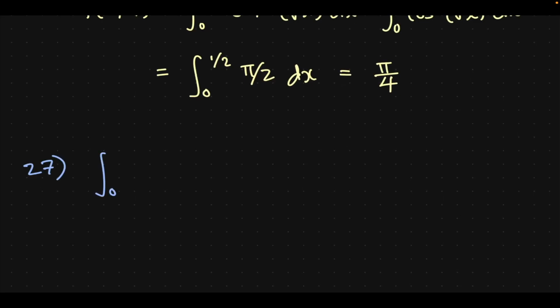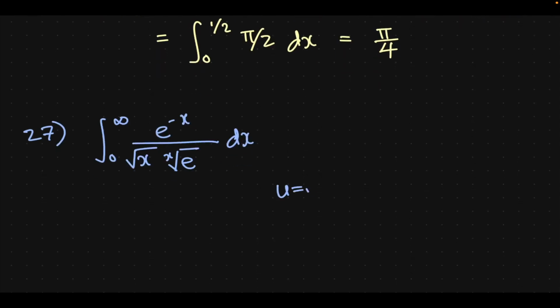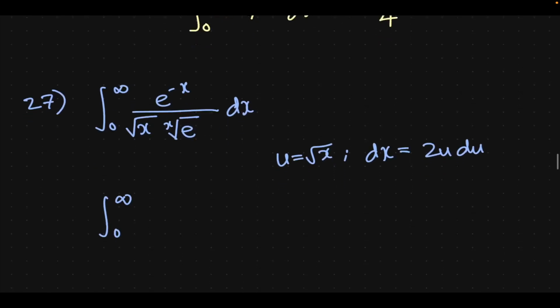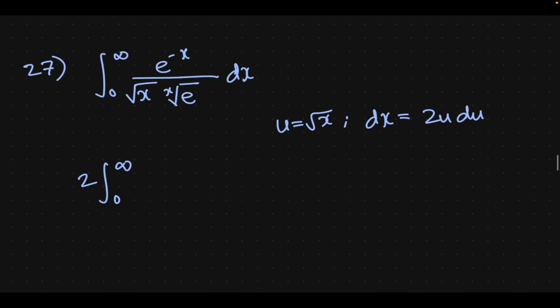Question 27. The integral from 0 to infinity of e to the minus x over square root x, all to the xth power of e, dx. When you see a square root like this, set that to u usually, and that works out. dx is 2u du. From 0 to infinity, we have a 2, e to the minus u squared, e to the minus 1 over u squared, du.